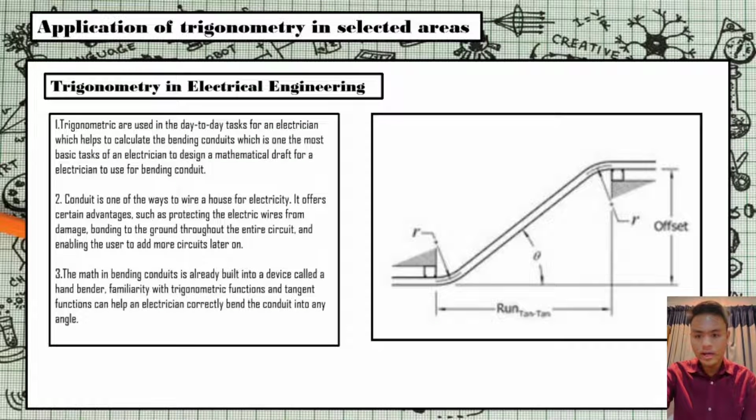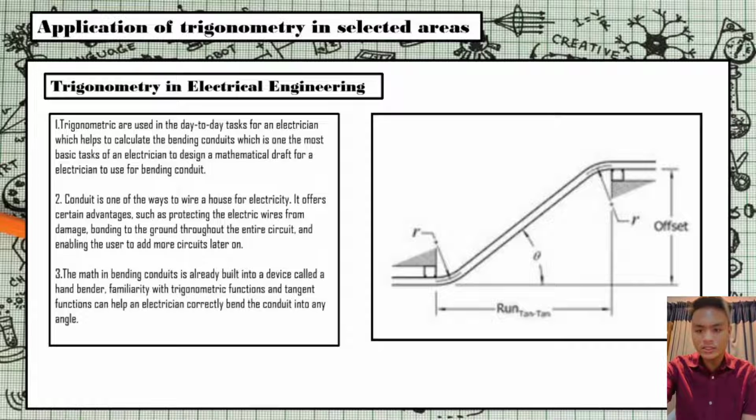Therefore, there is trigonometry in every selected area, and the topic we have chosen is trigonometry in electrical engineering. Trigonometry is used in the day-to-day tasks of an electrician, which helps to calculate the bending of conduits, one of the most basic tasks of an electrician, and to design a mathematical graph for the electrician to use for bending conduit. Conduit is one of the ways to wire a house for electricity.